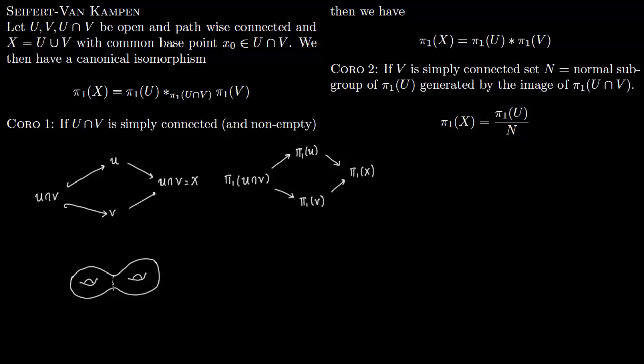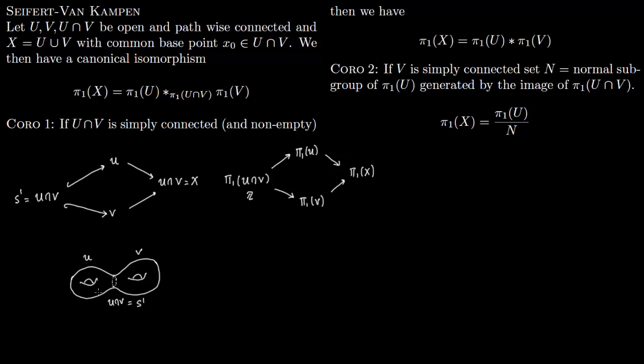And let us take this as the intersection. So this is u, this is v, and this is u intersection v. So u intersection v is nothing but a circle S1. So immediately you have pi1 of u intersection v is the integers. So this is the integers right here.